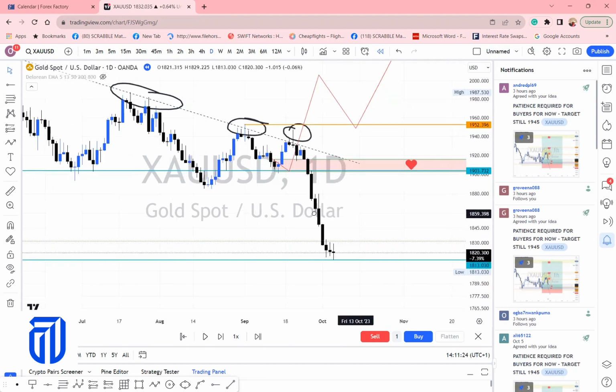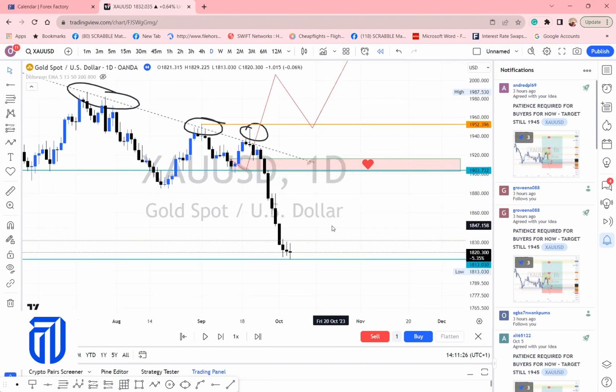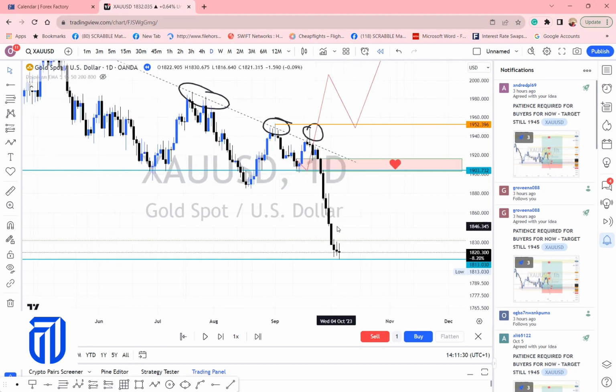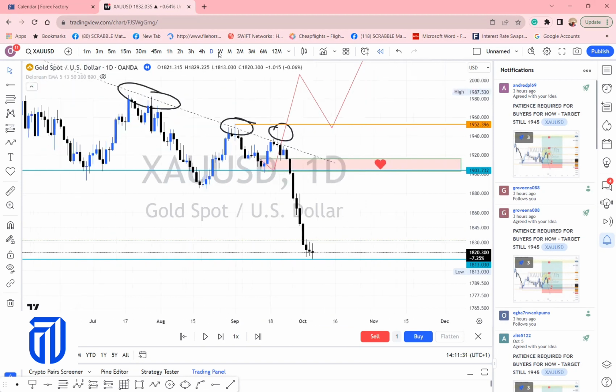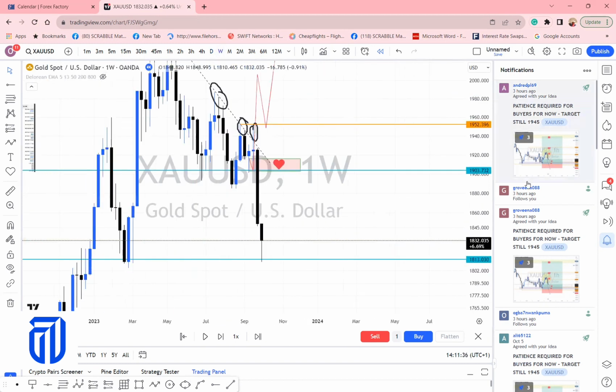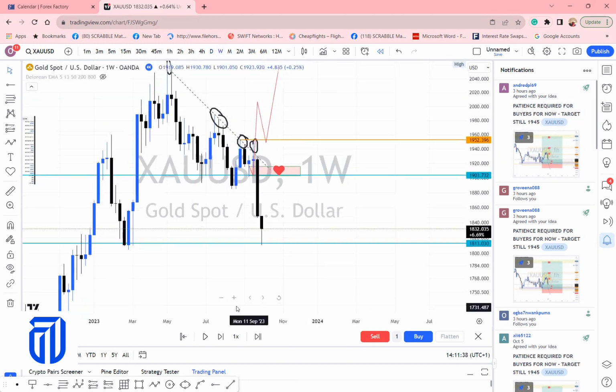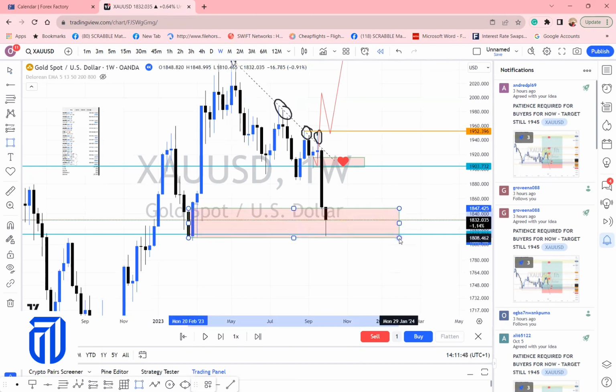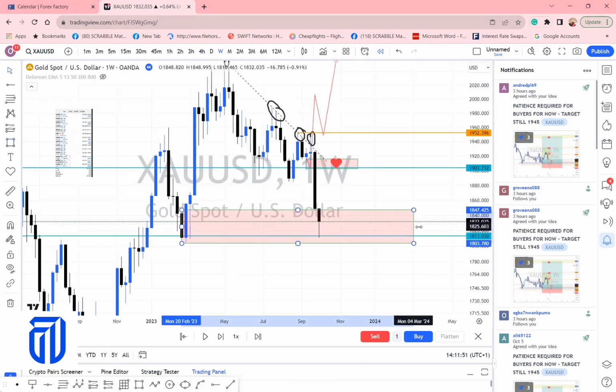So, and I'll probably manage my risk just to ensure that I don't blow my account. So what did I do? I went to the weekly time frame, and this is what I could find. Very interesting thing here. I saw that price is already trading in the weekly order block. Now, this is a weekly bullish order block, right?